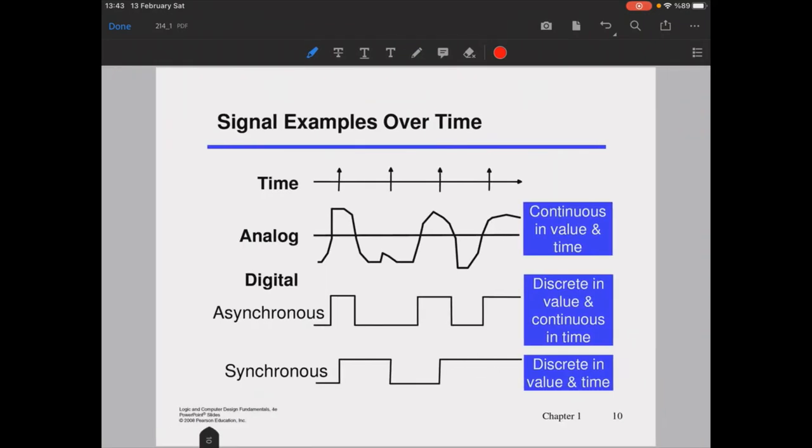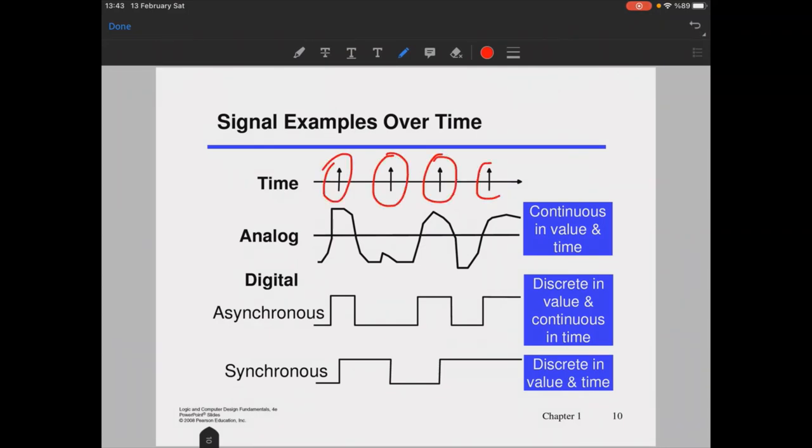Let's take a look at this. So here you have the time ticking. It's like a heartbeat or clock signal. And here you see an analog signal, which is continuous in value. See, it is continuous, and also in time as well, okay? It's a real or analog signal.